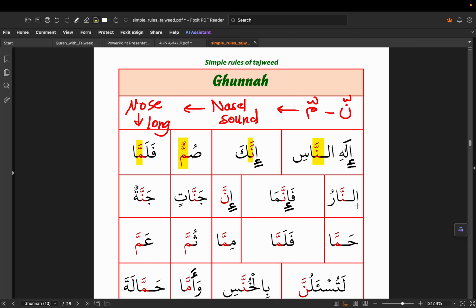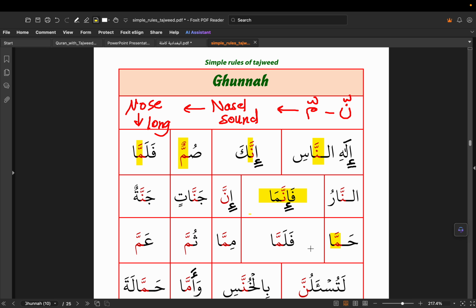This here, Hamza wasl comes first, because the letter after is lam. Lam without vowel, delete. If you delete anything, blend. An-nar. Let's pronounce this one here. Fa-innama. The line after, this one here.